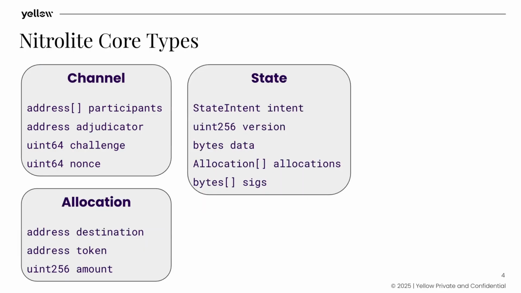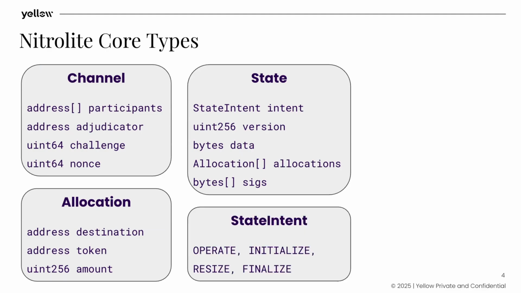A state is the evolving snapshot that participants cosign off-chain. It represents the current outcome of the channel, including app-specific data, allocations, and participant signatures. States are exchanged off-chain for efficiency and only submitted on-chain for closure or in case of disputes. State intent indicates the purpose or phase of a state within the channel lifecycle, whether it is for normal operation, initialization, resizing, or finalization, guiding how the on-chain logic and adjudicator should process it.